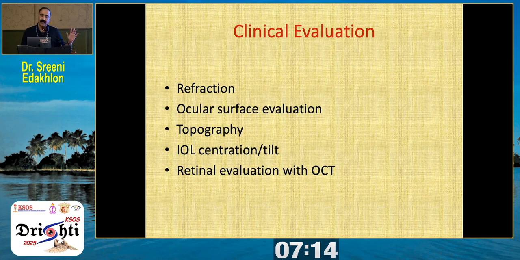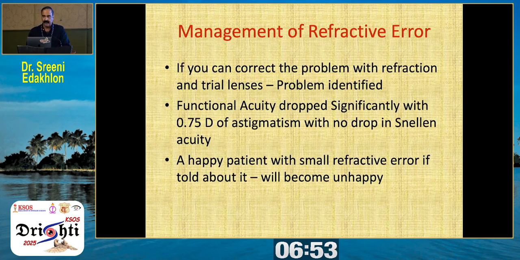So accordingly, if a patient comes with dissatisfaction, you have to do a refraction, see how the ocular surface is, do a topography, see if there is an IOL, if the centration is proper, there is tilt or not. You might have missed something preoperatively on a retinal examination. So check that. If the patient comes, do a refraction, and if you can correct the problem with refraction and trial lenses, then you have hit the problem there.